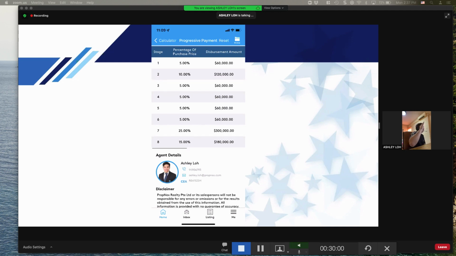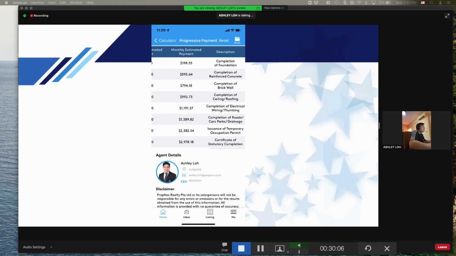On top of that, if you were to scroll all the way to the right, they will give you, based on the interest rate that you key in, the monthly estimated payment at each stage of the normal payment scheme. Okay, so my left side got a little bit cut off from all the zero over there. That is the estimated interest that you're paying for. So everything is very straightforward and detailed.